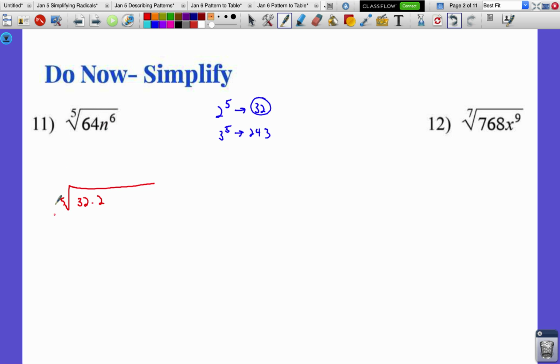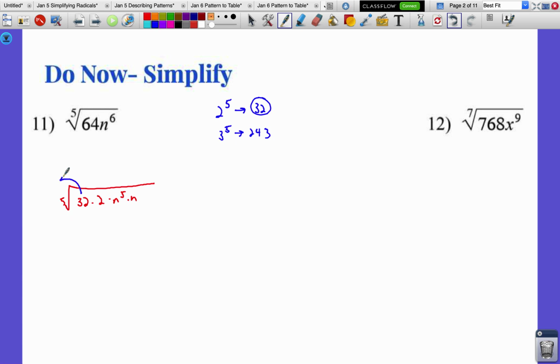So a fifth root can only cancel out an n to the fifth, so I need to split that n to the sixth into an n to the fifth times n. Now there's still 6 n's there, but the fifth root can cancel out this 5 and an n can jump out of this radical.